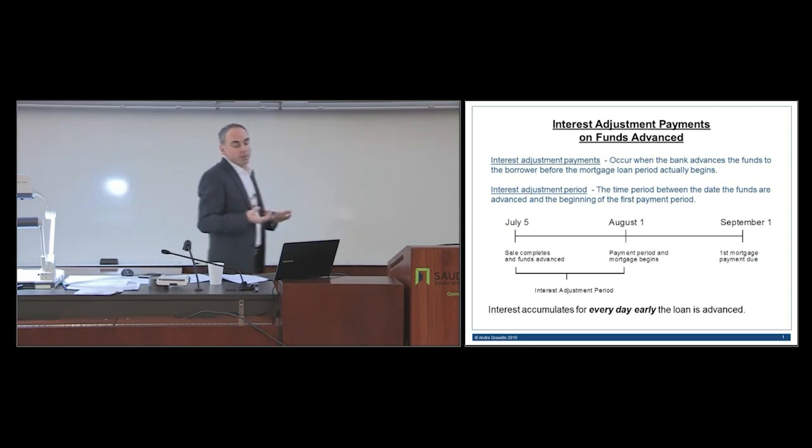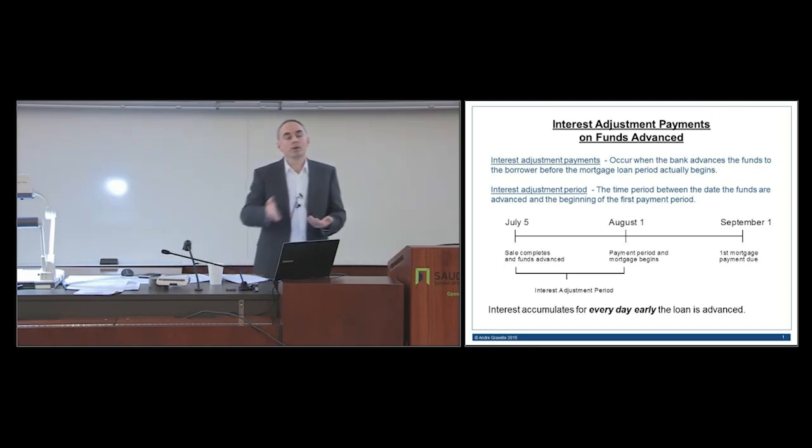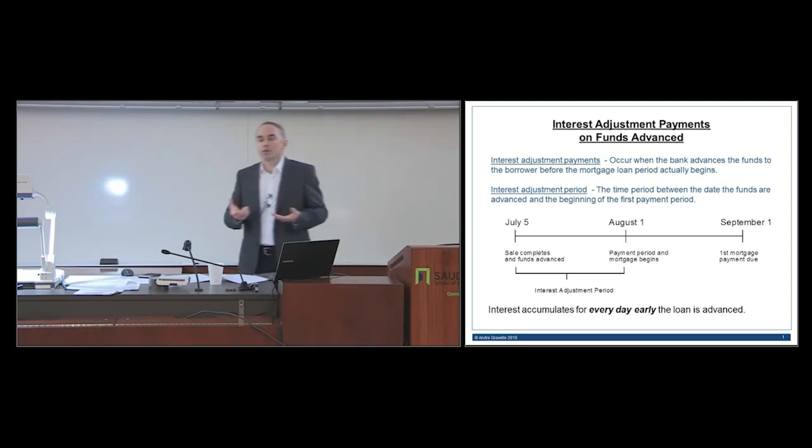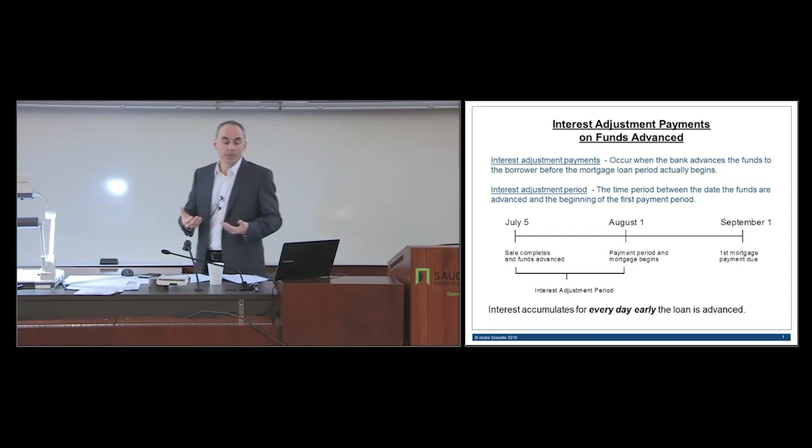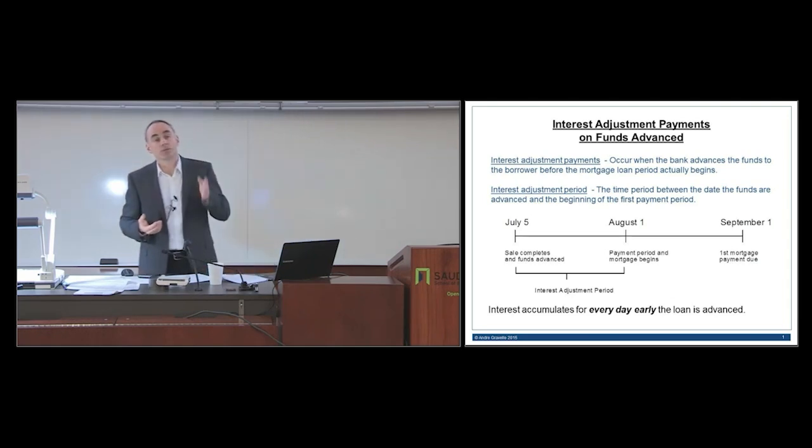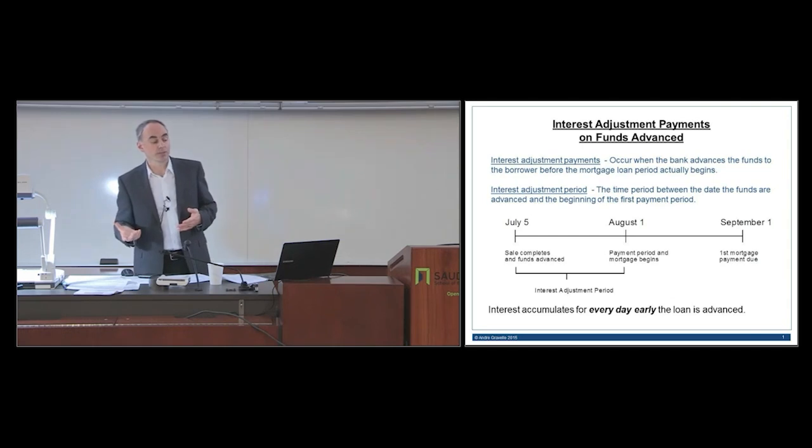So interest adjustment payments occur when the loan is advanced, in this example, on July 5th. Now, every loan doesn't have to have an interest adjustment period. You could arrange it such that the loan begins on the exact same day the sale completes, in which case there'd be no interest adjustment payment.